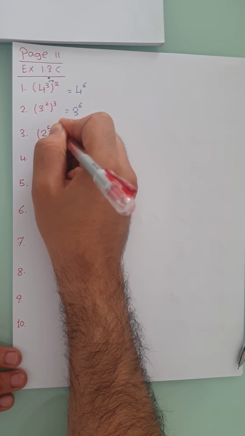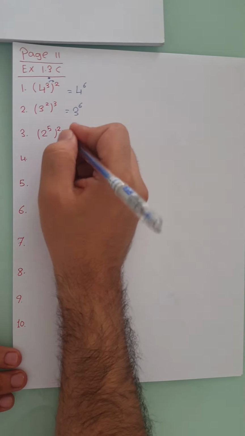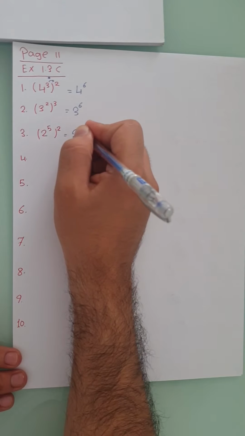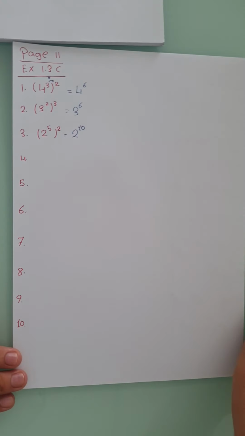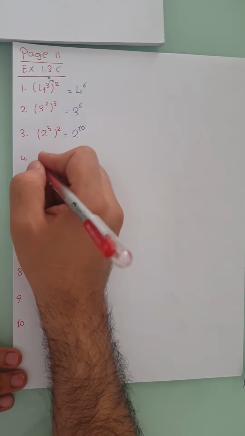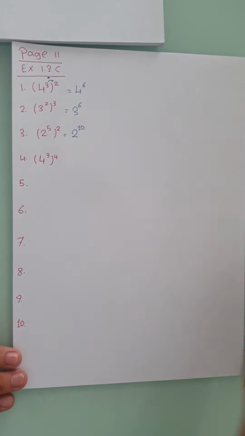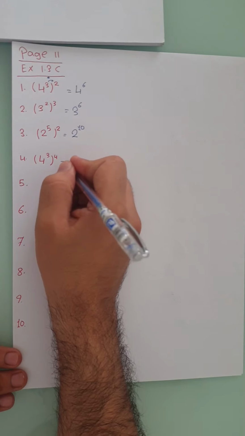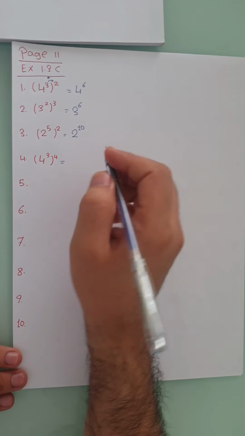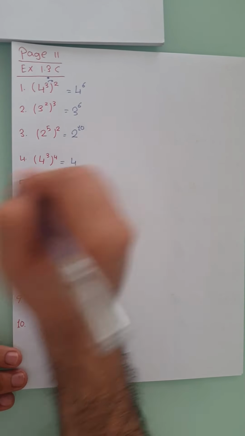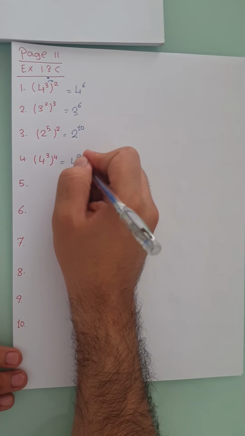Okay. Now we have 2 to the power of 5, all of them to the power of 2. 2 times 5, how much? 10. So 2 to the power of 10. 4. We have 4 to the power of 3, all to the power of 4. So 3 times 4 is how much? 12. So 4 to the power of 12.